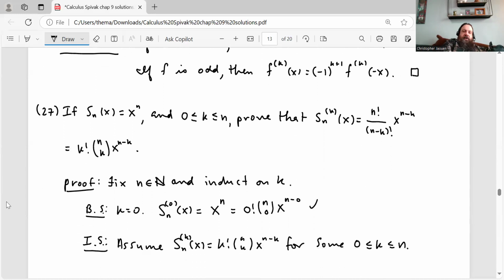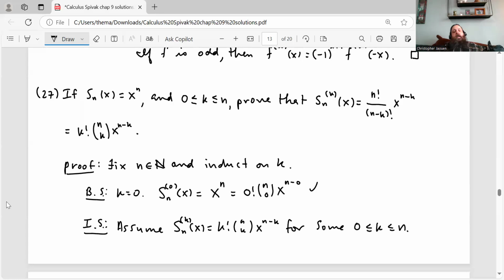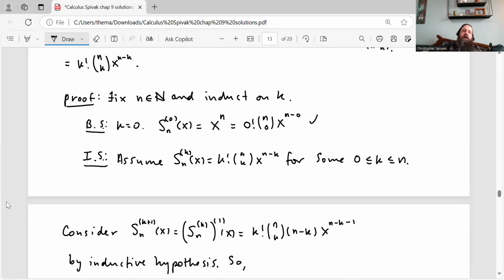All right, question number 27. If S_n of x is x to the n and k is between 0 and n, including the endpoints, prove that the kth derivative of S_n of x is n factorial over (n minus k) factorial times x to the n minus k, or another way of writing that is k factorial times n choose k times x to the n minus k. The proof is by induction, so fix an n in the naturals and induct on k.